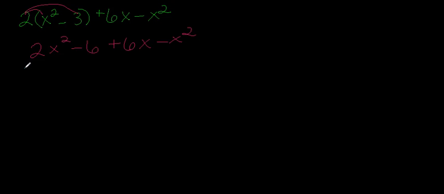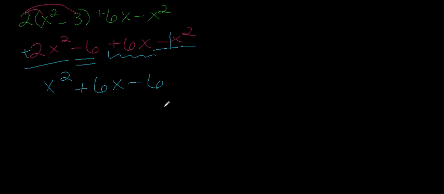Is there anything to go with this positive 2x squared? Yes, there's this negative 1x squared. So what is a positive 2 minus 1? That will give me 1x squared. And none of these other ones go together, so we can write them down in any order. I'm going to write down this positive 6x, and then this negative 6 right here, minus 6. This is my final answer.